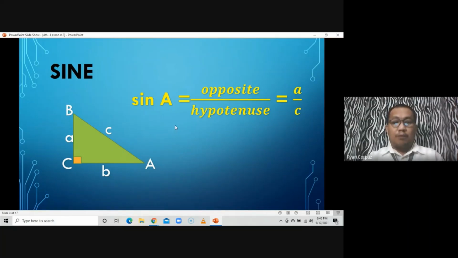Since we are pertaining to angle A here, it's the same way that we can get the ratio with the application of opposite over hypotenuse. So just look first for the opposite side of it, then the hypotenuse. Then you can form the ratio, which is here, we can come up with A over C as the ratio. That is for sine.